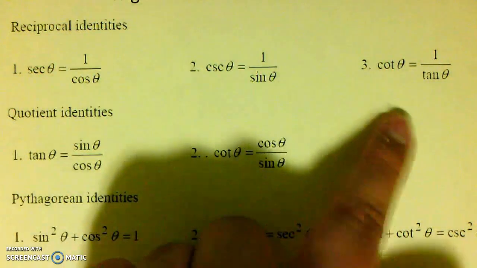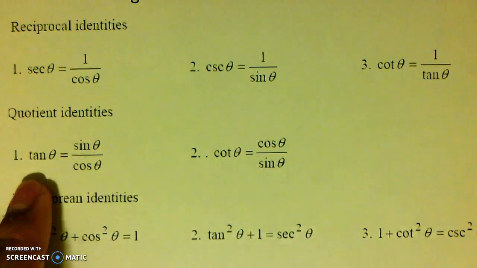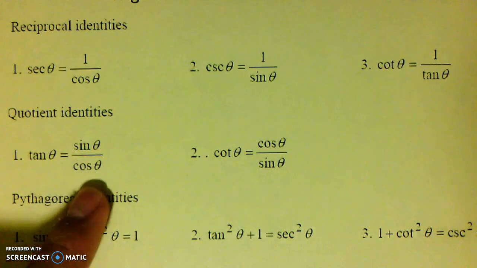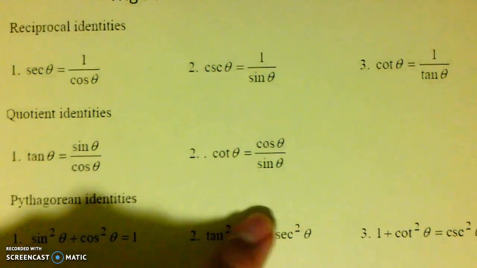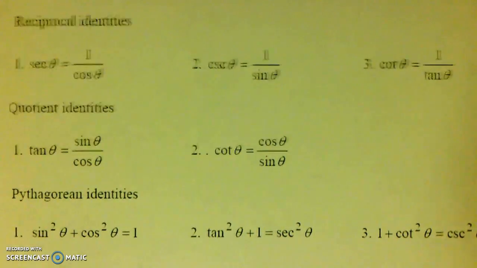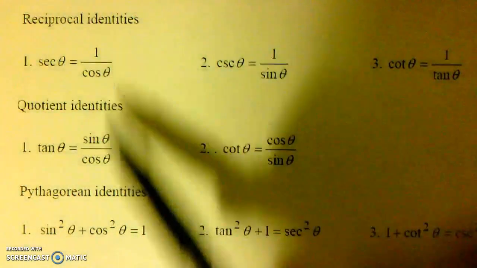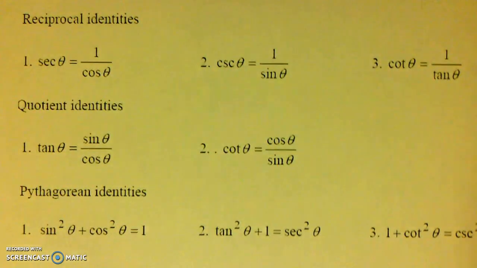Though we don't use this one very often because we have other options here, we can also write tangent as sine over cosine and cotangent as cosine over sine. And the reason that these become helpful is because if we start writing everything in terms of cosine and sine, which is usually the approach I will take, then we can simplify a lot of stuff out.